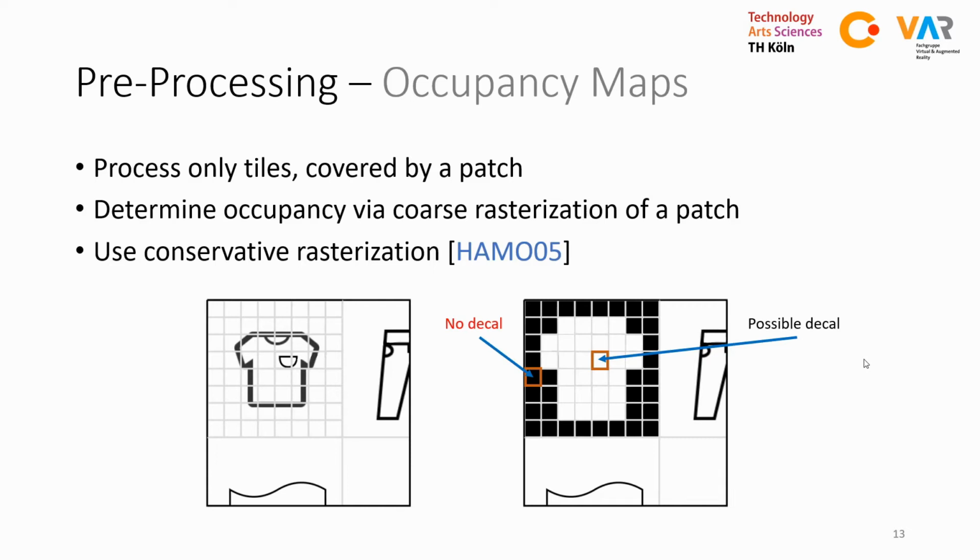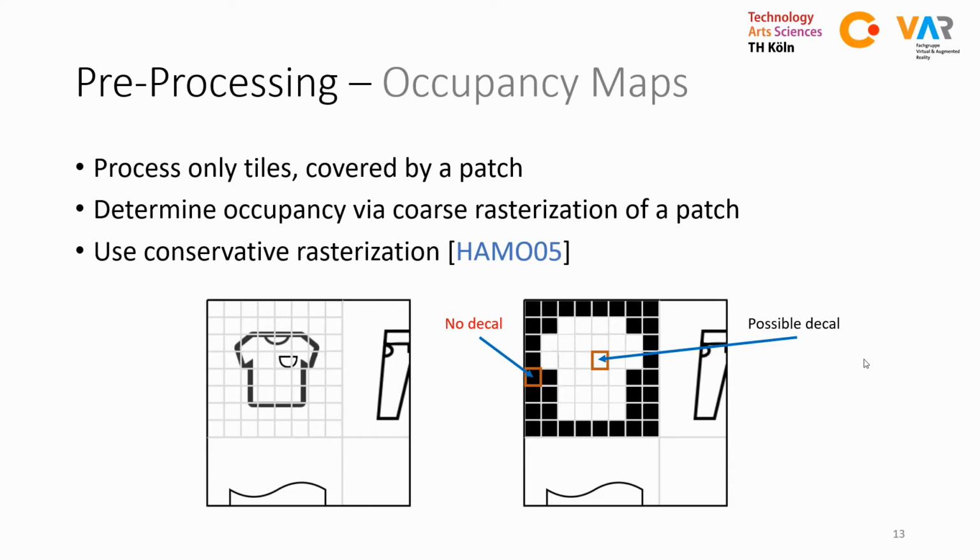It is crucial to employ conservative rasterization for this, to avoid missed fragments. Since an occupancy map is created, the regular tile rendering process can start. This time, however, we can directly discard tiles which are guaranteed to be empty from the process. Okay, this sums up the pre-processing step.